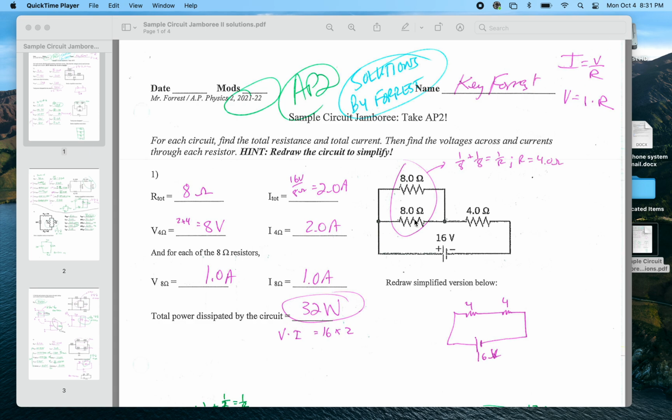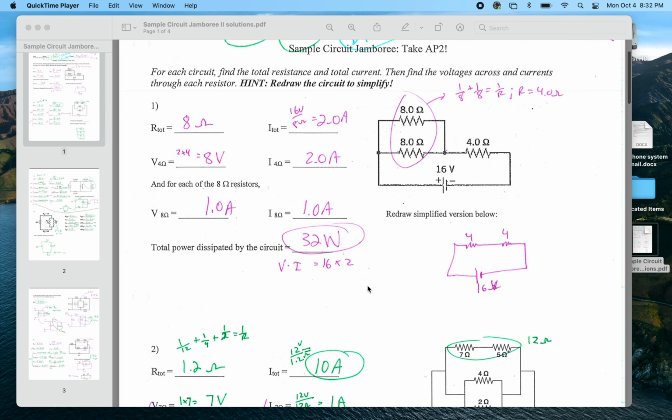Here, because these have equal resistance, the circuit is going to have the current split, so we're going to have half the total, or 1 amp, in each of these branches. The voltage across the 4 ohm resistor here is that current times 4 ohms, so 2 amps times 4 ohms is 8 volts. We would have 8 volts also across each of these. Why? 1 amp times 8 ohms in each branch gives us 8 volts. Total power in the circuit, well, you could do I squared times R, so 2 squared times 8, 4 times 8, that's 32 watts, or V times I, that's 16 times 2 is 32 also.